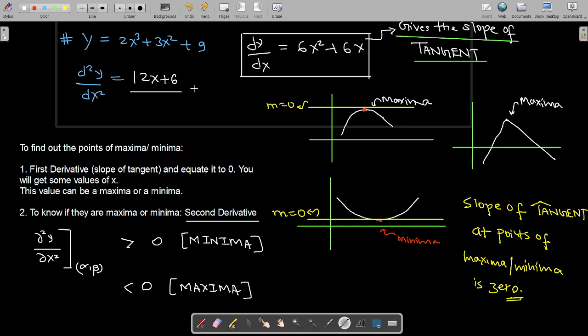See that step. What's the first step? First, derive the slope and equate it to zero. So you will get some values of x. So the first derivative I did, and if I equate it to zero, is 6x squared plus 6x. You will get some value of x.